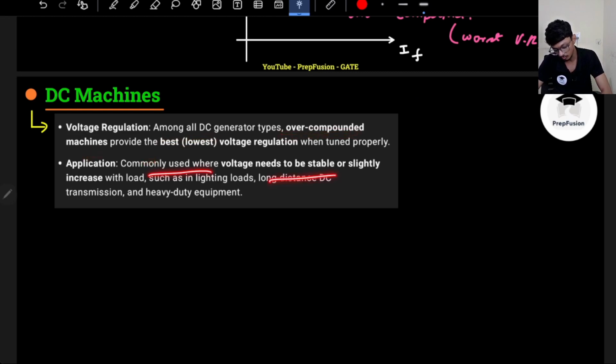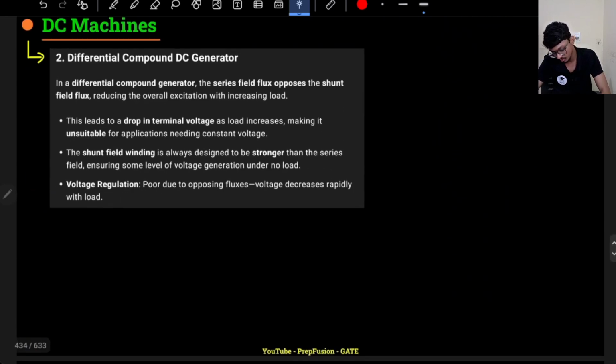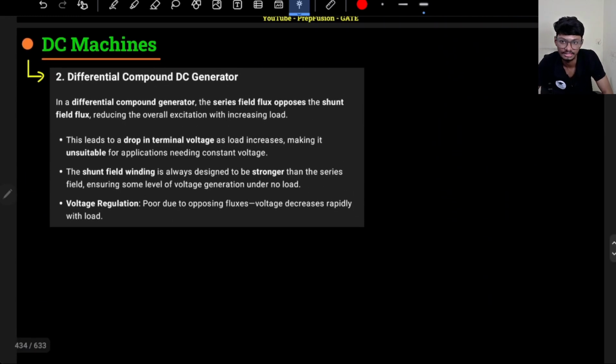Applications: commonly used where voltage needs to be stable or slightly increase with load, such as lighting load, distant DC transmission lines, or heavy duty equipment. So these are used in these cases. That was the cumulatively compounded generator. The next one we will discuss is the differentially compounded DC generator.